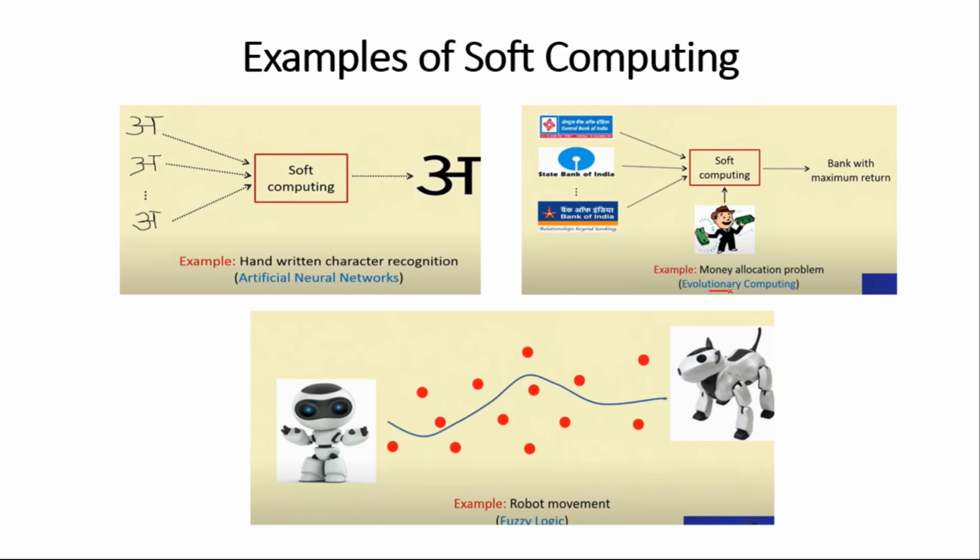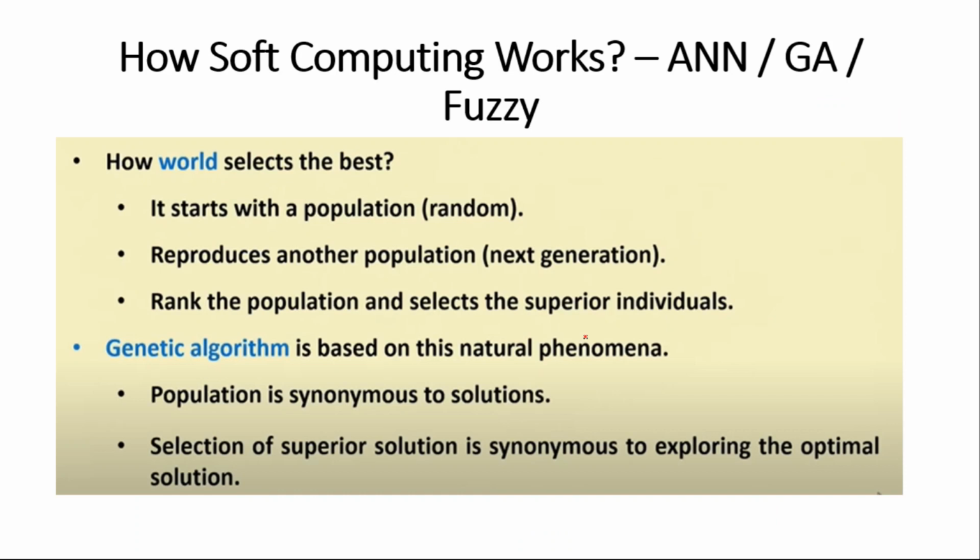Evolutionary computing basically uses something called probabilistic reasoning. There is also something called the genetic algorithm, which is also one type of soft computing. How does the genetic algorithm work? It starts with a random population. What is a population? A population is a set of solutions, and from this random population it reproduces another population, the next generation. Then it ranks the population and selects the superior individuals.